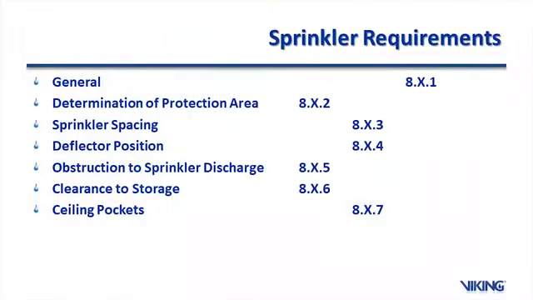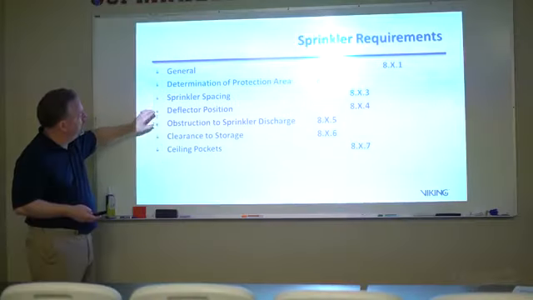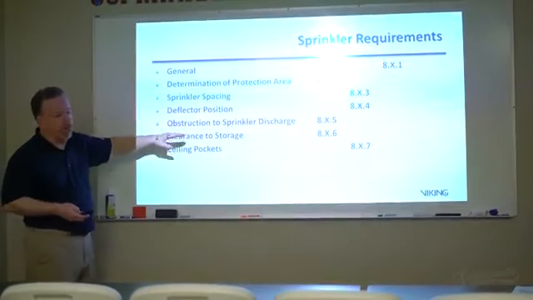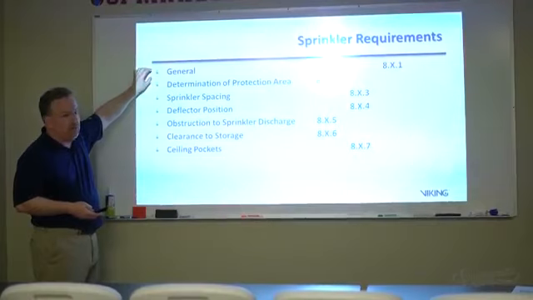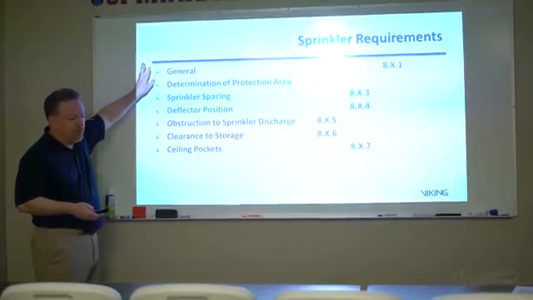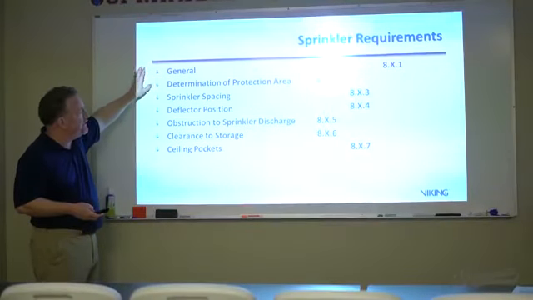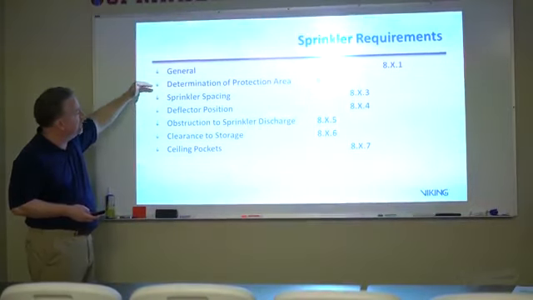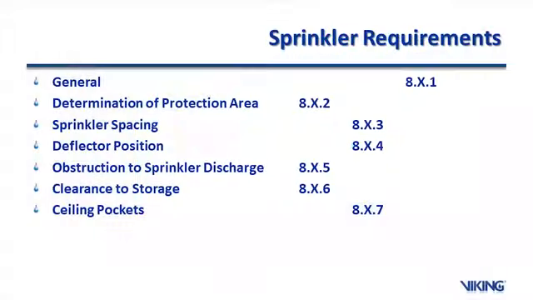Each of the sprinkler sections is then broken out into specific subsections, all in the same order. So whether it's sidewall or standard spray pendant and upright, ESFR, whatever it is, you're going with general requirements in point 1, determination of protection area in point 2, sprinkler spacing, deflector position. It's all the same, depending on what sprinkler you're using and how it all sets out.